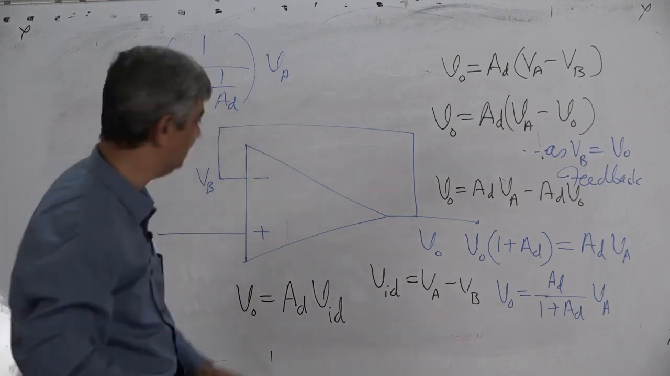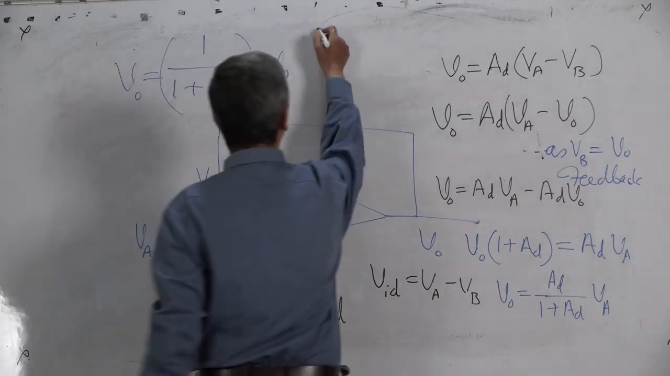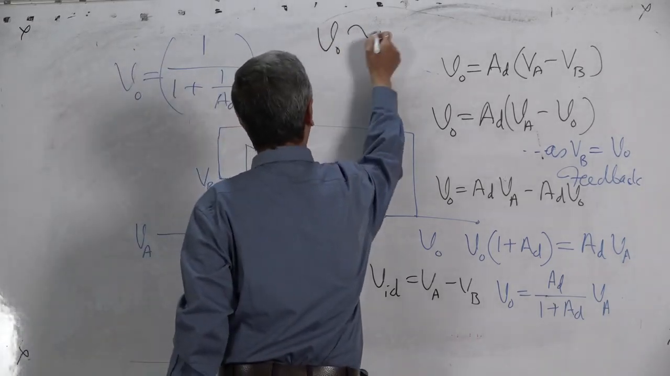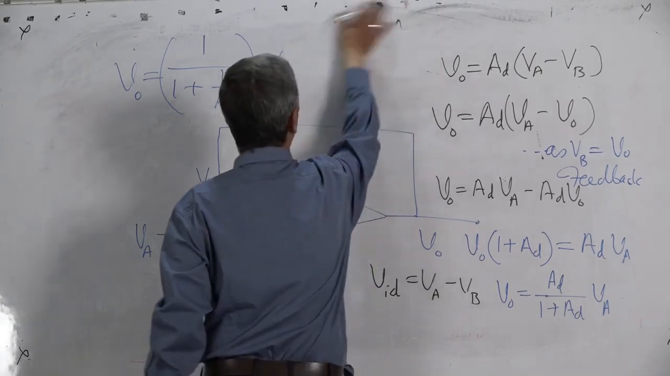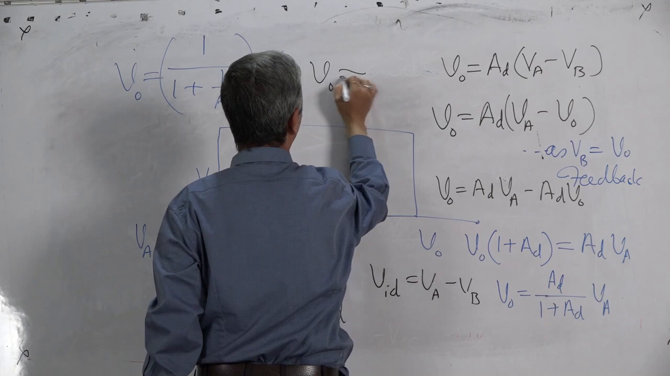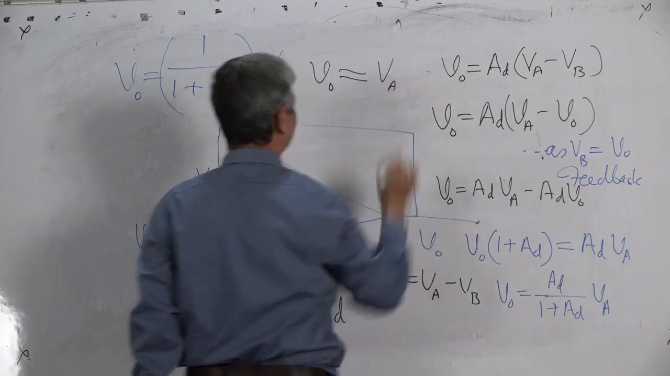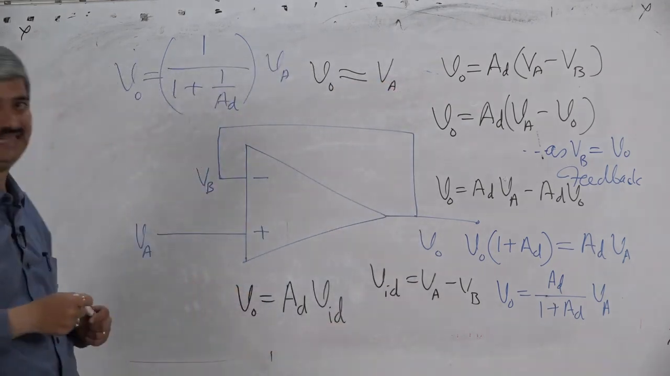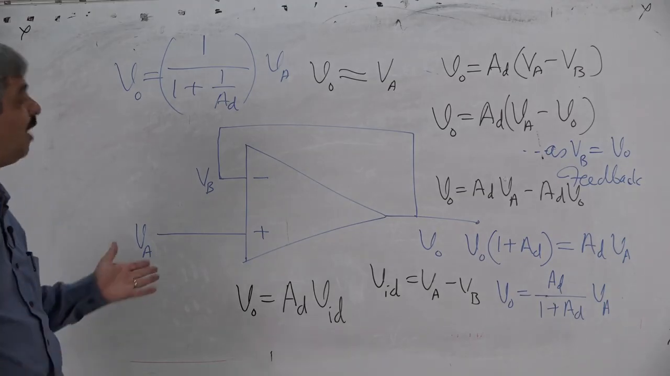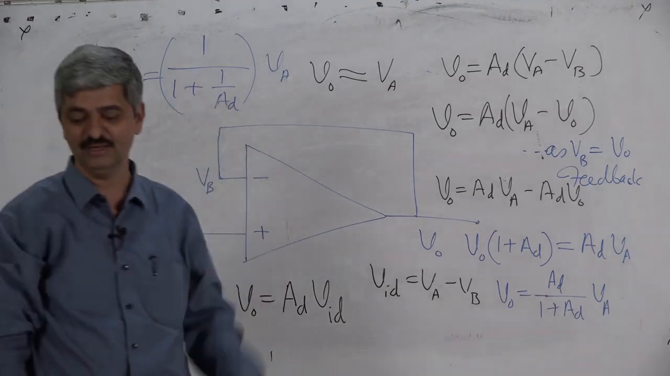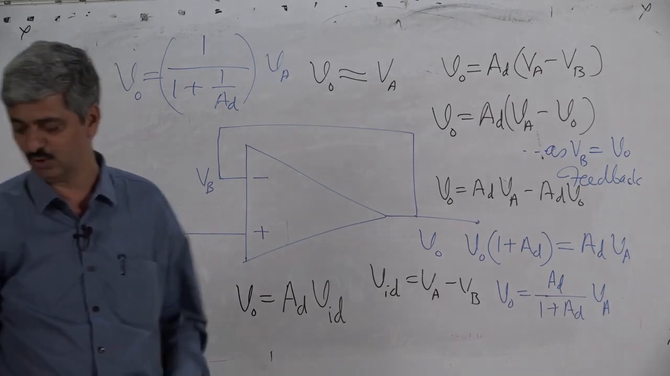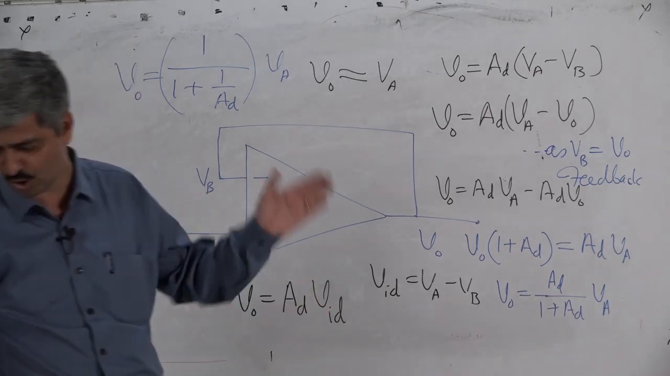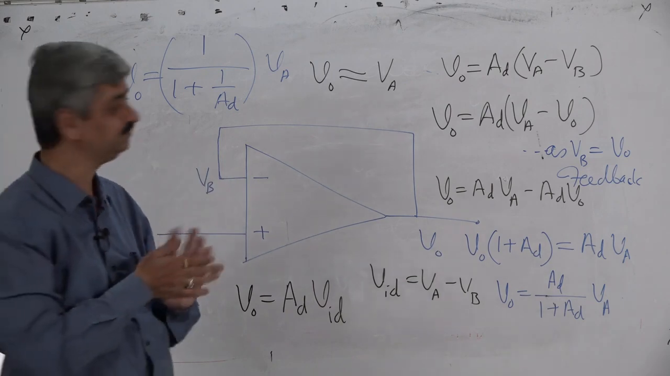Therefore, we can say VO is approximately, but very well, as good as VA, just less than VA. Therefore, output follows the input. It is also called a unity gain buffer, or voltage follower. So, output follows the input.